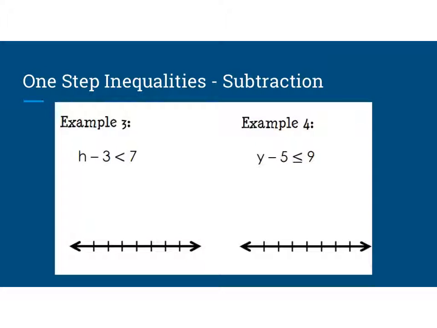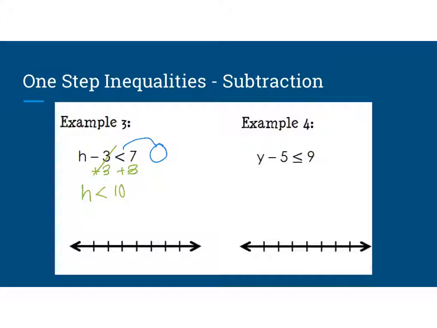Now when we're looking at subtraction problems, it's going to be very similar. So looking at example 3, we're going to add 3 to both sides. So h is less than 10. And when we graph it, we're going to graph with an open circle because it's not going to include 10. So it's got to be less than 10.